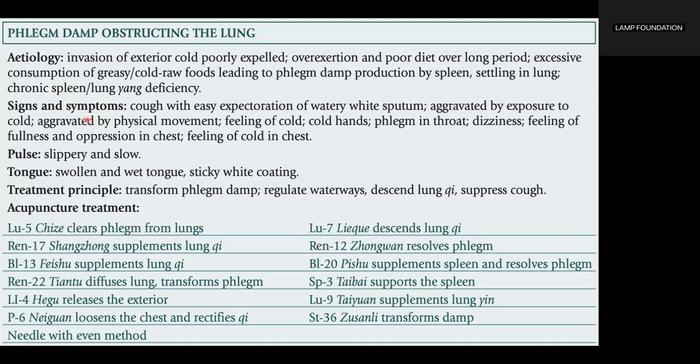Signs and symptoms: cough with easy expectoration of watery white sputum, aggravated by exposure to cold, aggravated by physical movement, feeling of cold, cold hands, phlegm in the throat, dizziness, feeling of fullness and oppression in the chest, feeling of cold in the chest. Pulse is slippery and slow. Tongue swollen and wet, sticky white coating.